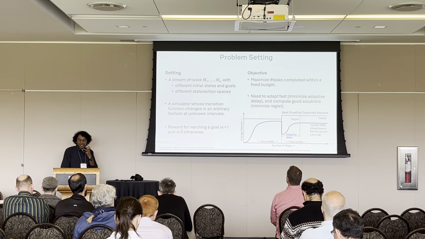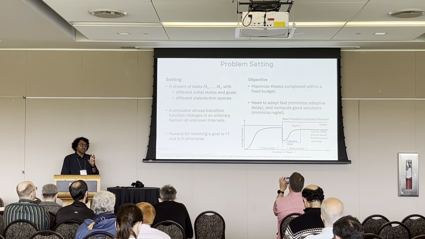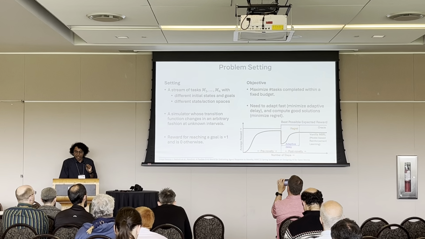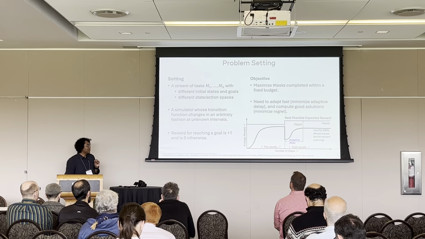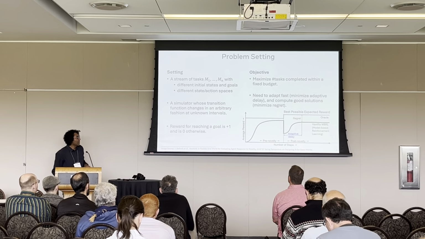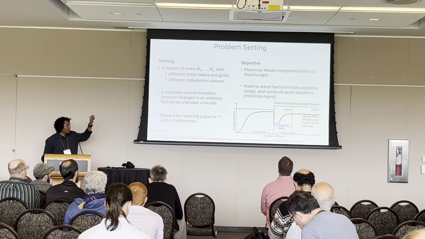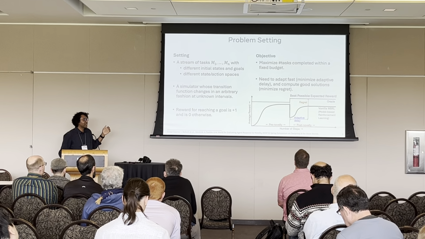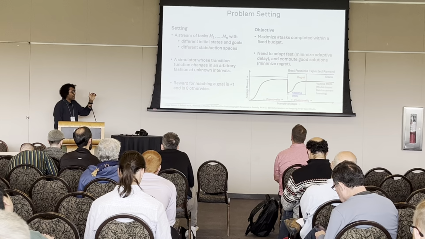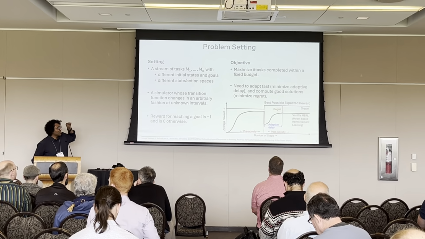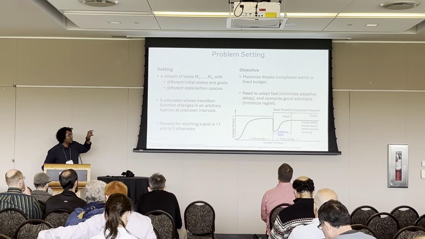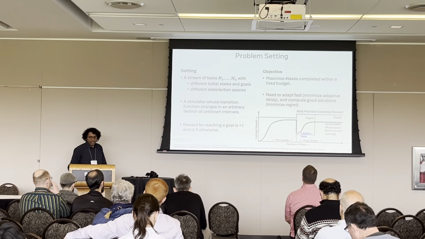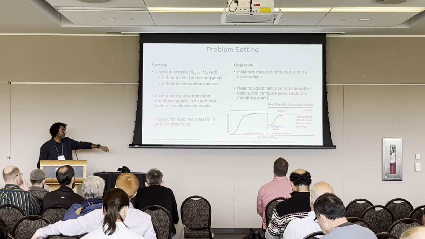Now, when the transition dynamics change, the agent should adapt very fast, and it should also try to minimize the regret. So assume an oracle that knows the exact transition model of the environment. Then for the maximum reward that we can get, we have to get as close to that as possible and as fast as possible by reducing the adaptive delay.